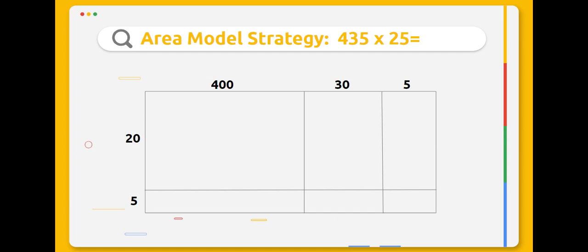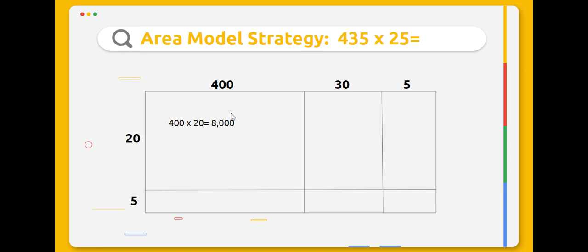Here's one strategy for learning how to multiply big numbers. I took the 435 and I broke it into areas. So this is the 400 area, the 30 area, and the 5 area, okay? And then I also broke it into 2 sections. This across would be the 20 section. This across would be the 5 section. So what I'm going to do is multiply each one where they meet.